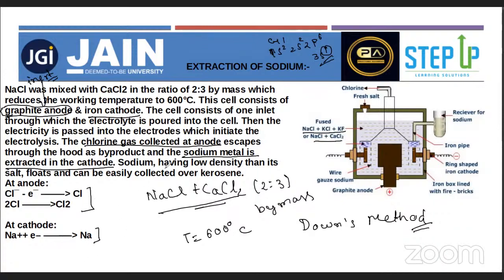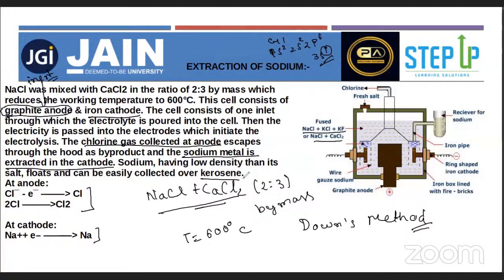Sodium having low density, its salt floats and can be easily collected over kerosene. We are using kerosene because kerosene will not react. See, reactive metals like sodium are kept in kerosene. You'll have been reading for many years that we use very reactive metals like sodium and keep them in kerosene because they are very reactive towards air and very reactive towards water. So this is the full story.